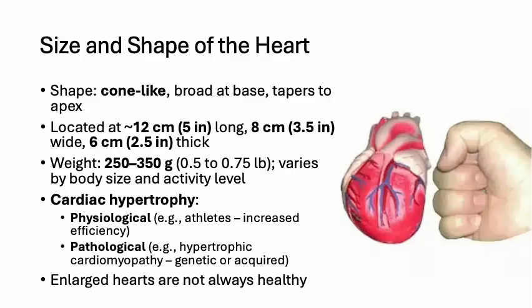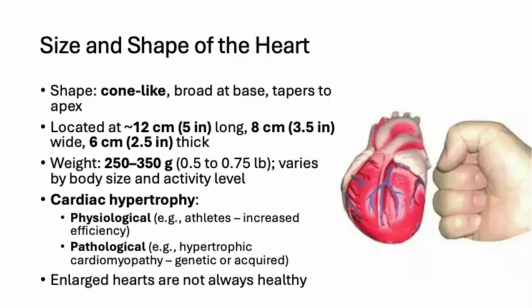It weighs between 250 and 350 grams, depending on factors like body size, sex, and especially physical activity level. One fascinating aspect of the heart's anatomy is how it can adapt to physical activity. For example, well-trained endurance athletes often develop physiological hypertrophy of the heart. Their cardiac muscle cells grow larger, not in number but in size, allowing the heart to pump more blood with each beat. This is why athletes often have lower resting heart rates. Their hearts are more efficient.